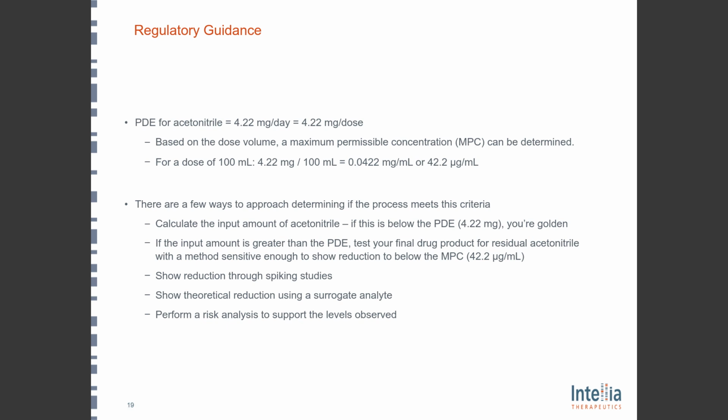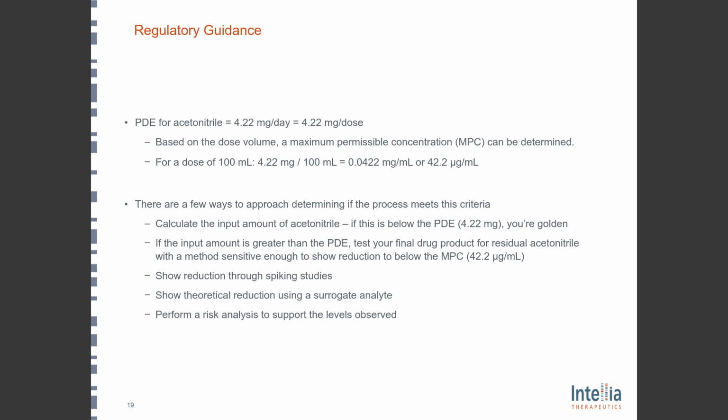So now, great, you have a permissible daily exposure or a permissible single exposure, 4.22 milligrams per dose, and a concentration of 42.2 micrograms per mL. There are a couple of different ways to approach determining if the process meets this criteria. So you can calculate the input amount of, in this case, acetonitrile, and if what you calculate going into your process is below your permissible daily exposure, 4.22 milligrams, you're golden. You don't really need to worry too much about this impurity, right? You're already below the permissible daily exposure.